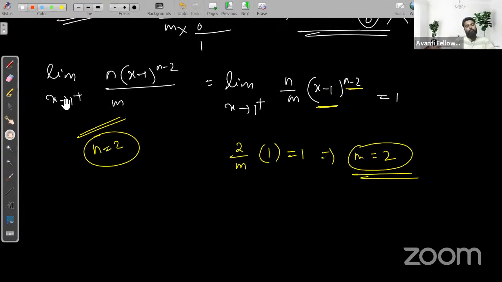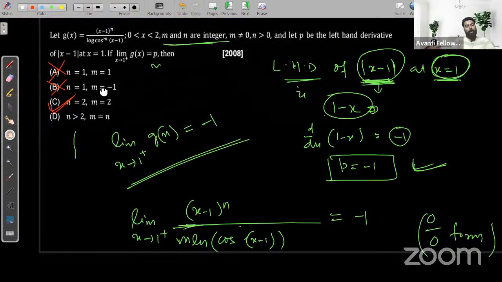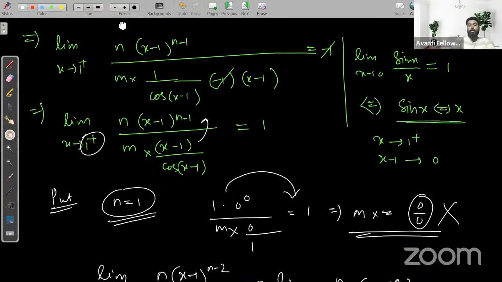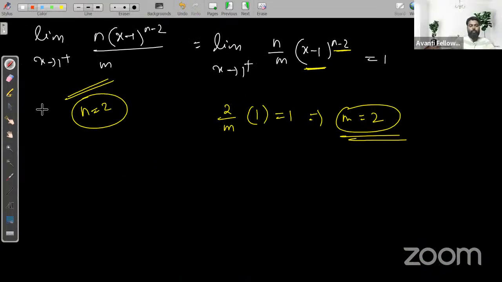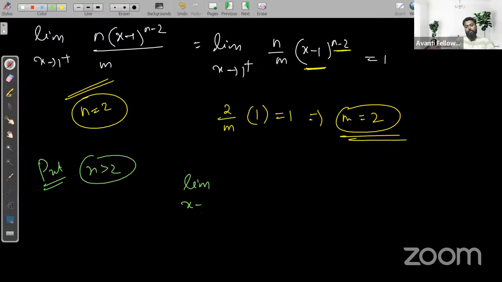Okay, now for the last option, what is given? n is greater than 2. For n greater than 2, if we put n greater than 2, this will be limit extending to 1 plus. Oh, no need to put the limit here now. Directly, we can check any number. Suppose I'm taking n as 3. So this will be 1.00. You can take this way, 1.009 minus 1 to the power 1 is equal to 1.